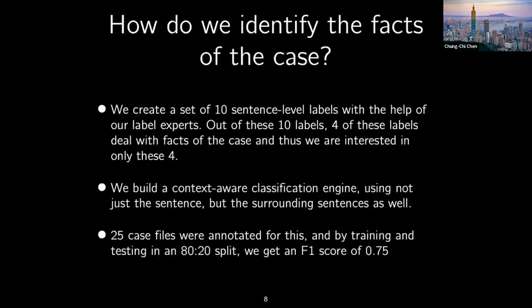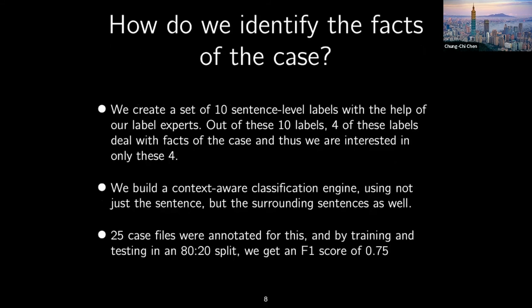Now that we know how to detect regulations, how do we identify the facts of the case? With the help of our legal experts, we have created 10 sentence level labels. Out of these 10 labels, 4 of these deal with facts, and therefore we are only interested in these 4. We built a context-aware classification engine using not just the sentence, but the sentence to the left and the right, therefore the surrounding sentences as well.